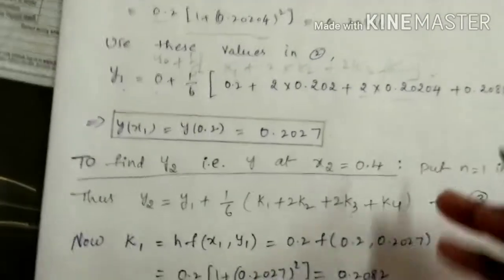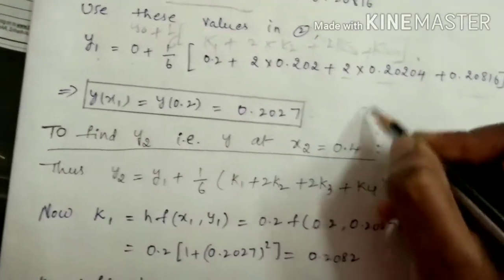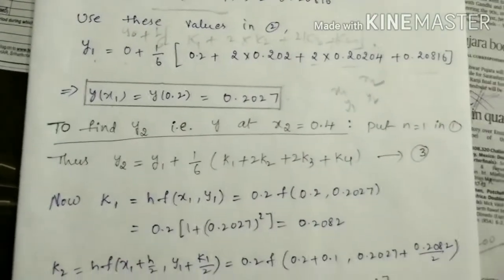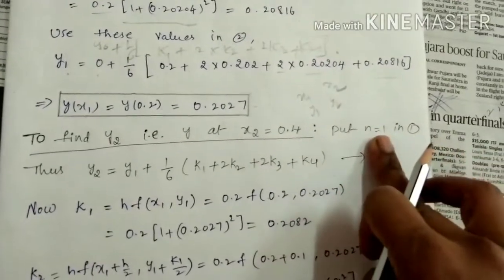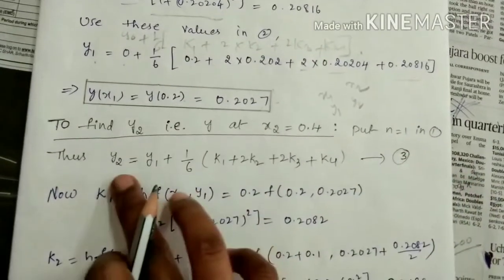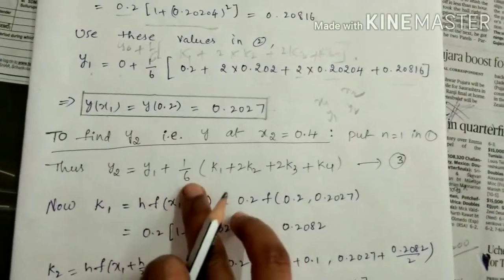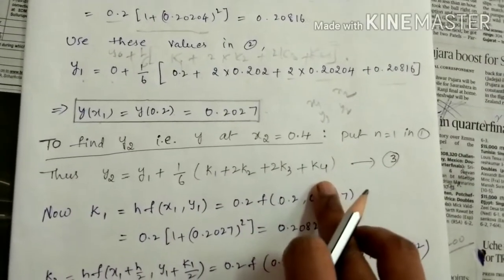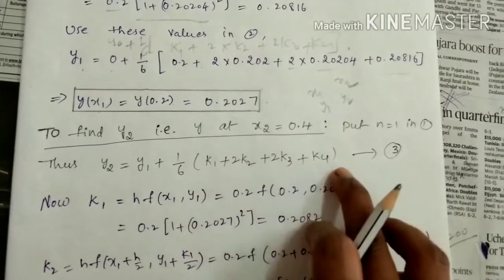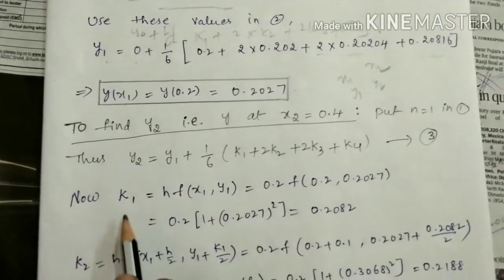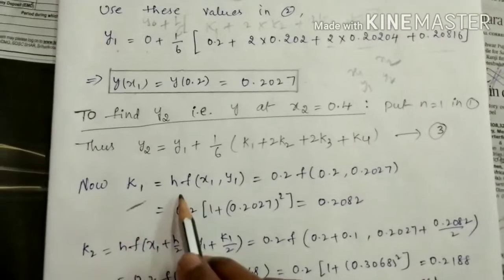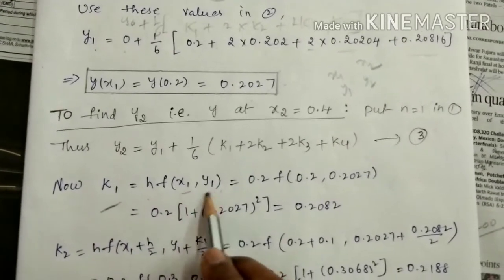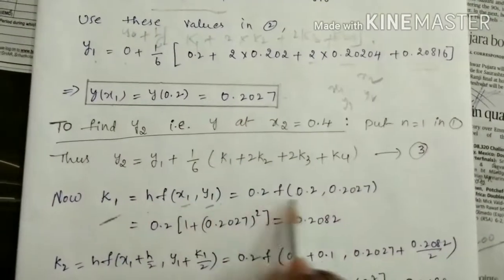Now using x1, y1, we will find y2 at x2, for which we will put n equal to 1 in the general formula, so that y2 equals y1 plus 1 by 6 into k1 plus 2k2 plus 2k3 plus k4. Now we will find all these unknowns k1, k2, k3, k4. k1 from the general formula is written as h into f of x1, y1. x1 is 0.2, y1 is 0.2027.